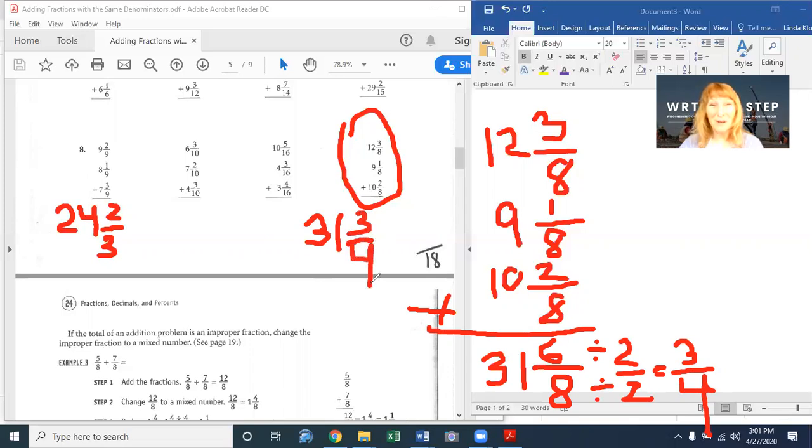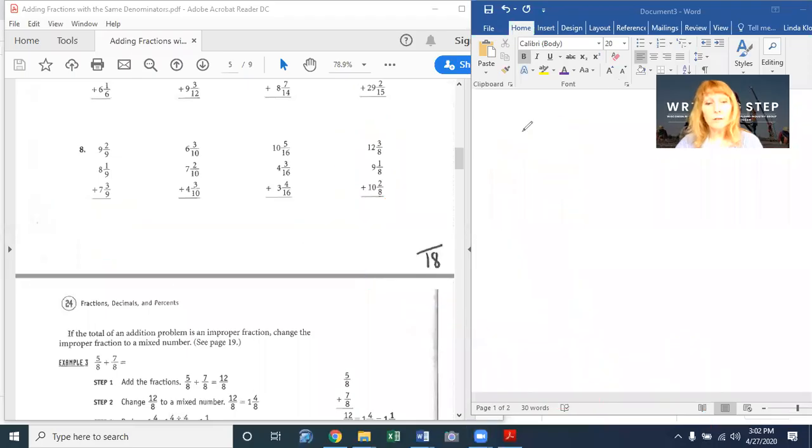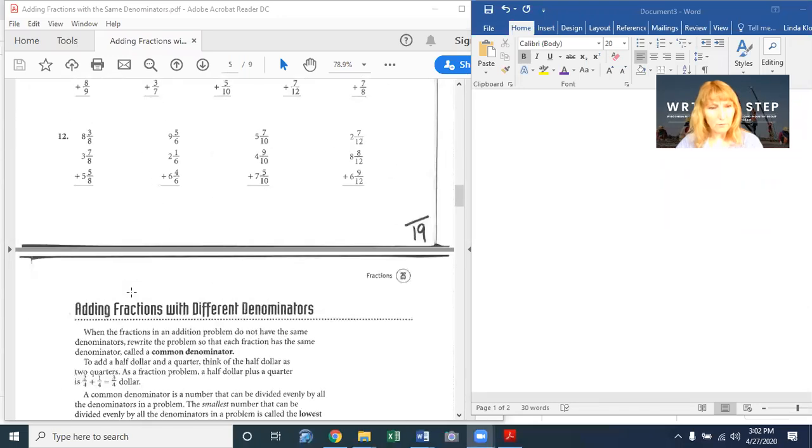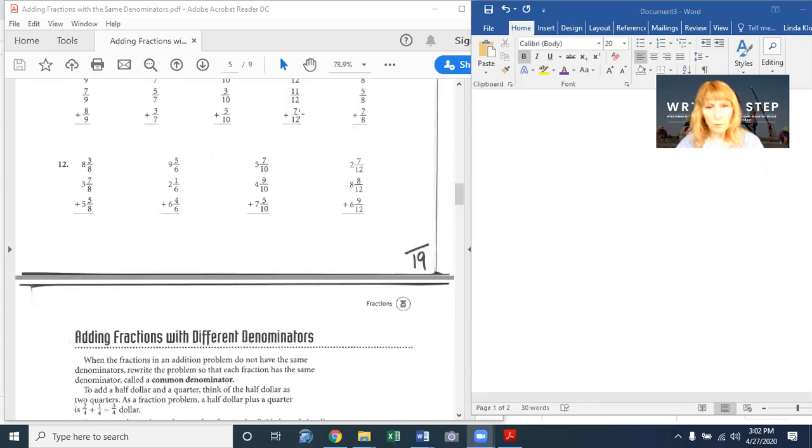So how do you feel so far? Pretty good? Good. Let's move on. Get a little bit harder. I'm going to clear my drawings and let's go up to row 12. Way over here. Here's our row 12. We're going to do this problem right here.